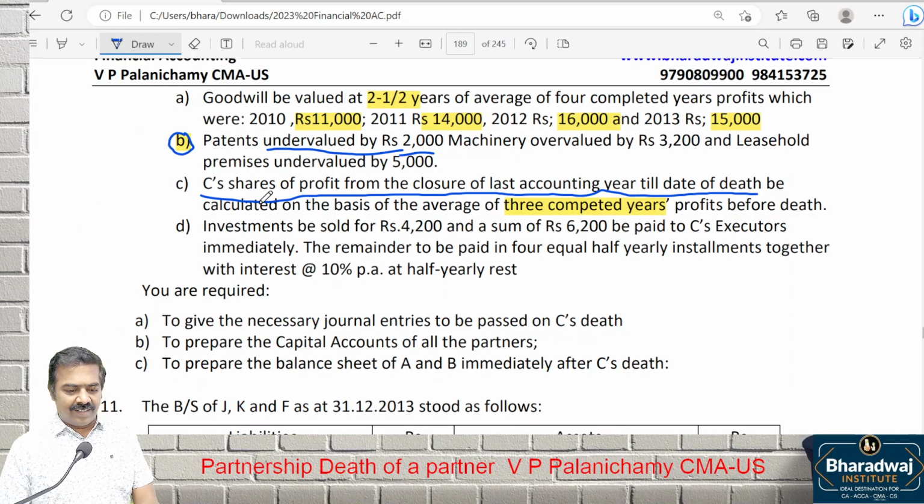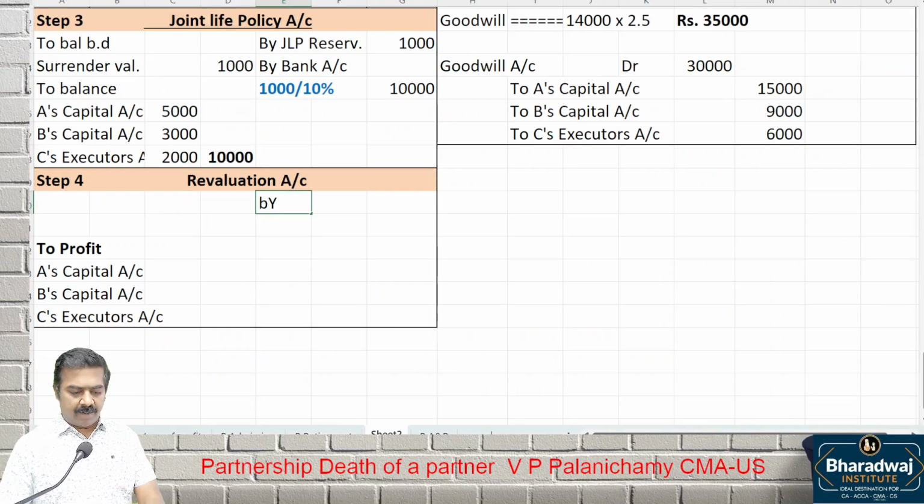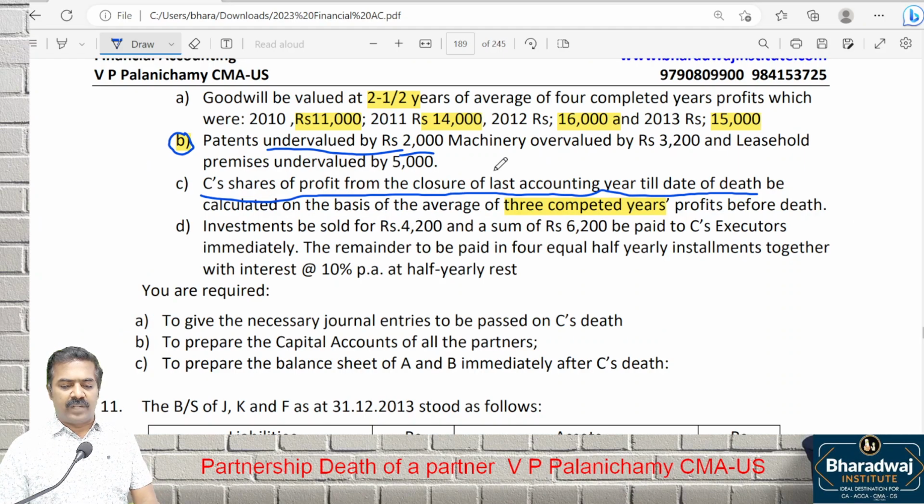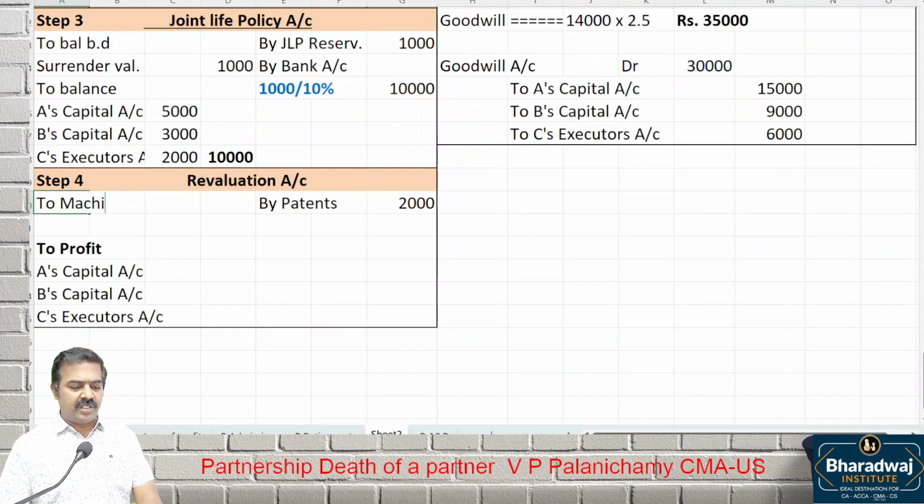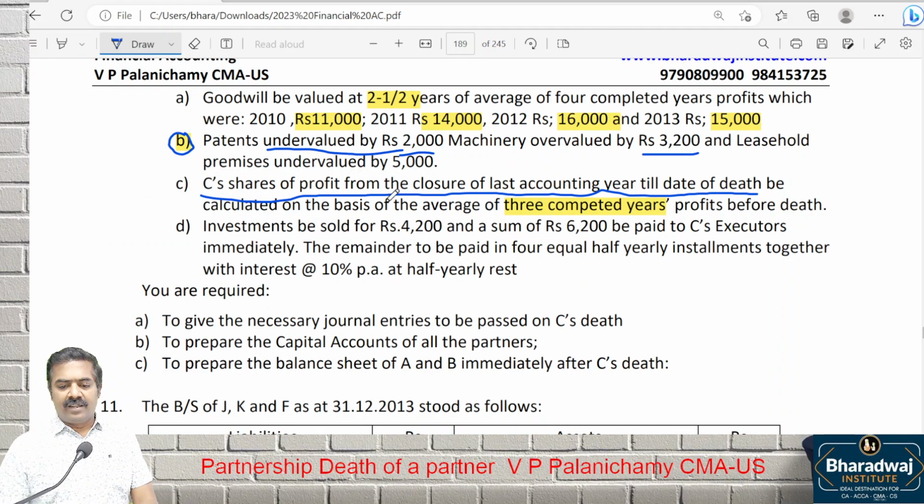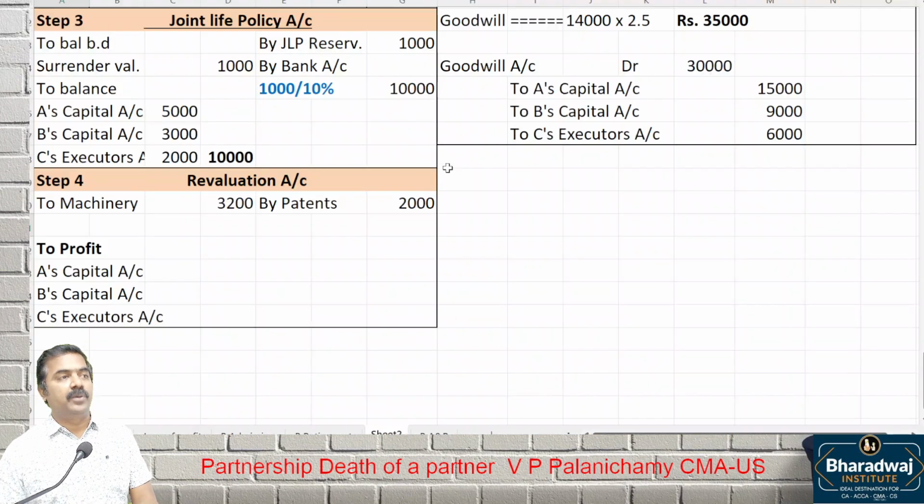So that's why solving multiple problems will give us this kind of understanding. Patents, you have to increase the value. They have undervalued it in the balance sheet, increase the value now. Then what is the next one? Machinery in the balance sheet is overvalued. You have to bring down the value of machinery. 3,200. Then leasehold premises undervalued, so you have to increase the value. How much leasehold premises? 5,000. Many people would have closed this way.